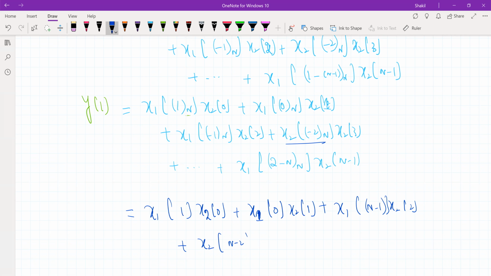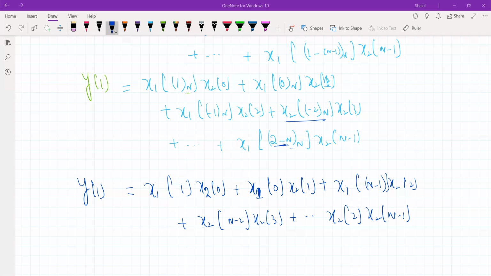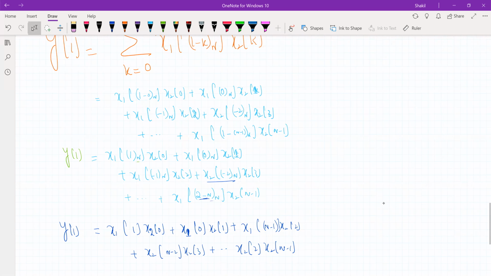And when you add n to 2 minus n, it will be x of 2. I hope I'm right. Please check this. When you add n to it, since n is larger than this, the negative number becomes 2 minus n plus n, so n and n will cancel, and it will be x of 2. So this is how we compare the circular convolution with the sequences.